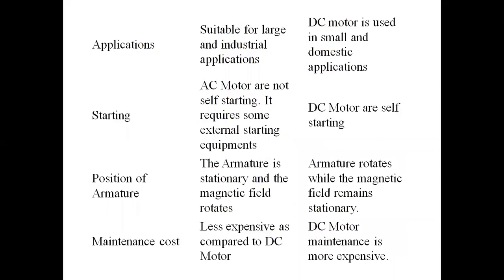Starting: AC motors are not self-starting, like the single phase induction motor, but DC motors are self-starting. Position of armature: the armature is stationary and the magnetic field is rotating in AC. But in DC, the armature is the rotating part and the magnetic field is the stationary part. Cost: AC motor is less expensive as compared to DC, but DC motor maintenance is more expensive.